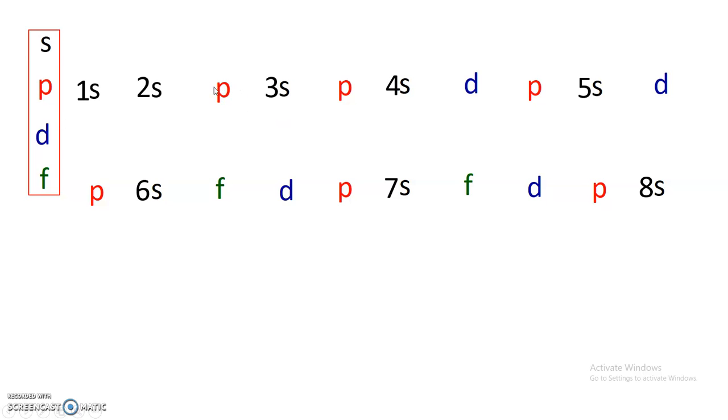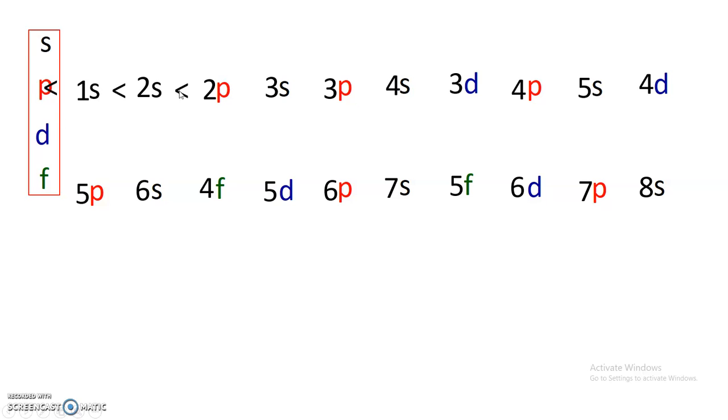Now you number the p subshells. The p subshell starts from the second shell. So this is second, third, this is fourth, this is fifth, sixth, and this is seventh. Now number the d subshells. The d subshell starts from the third shell, 3, this is 4, this is 5, and this is 6. And now number the f subshells. The f subshell starts from the fourth shell. So this is 4 and this is 5. And this is the above order.